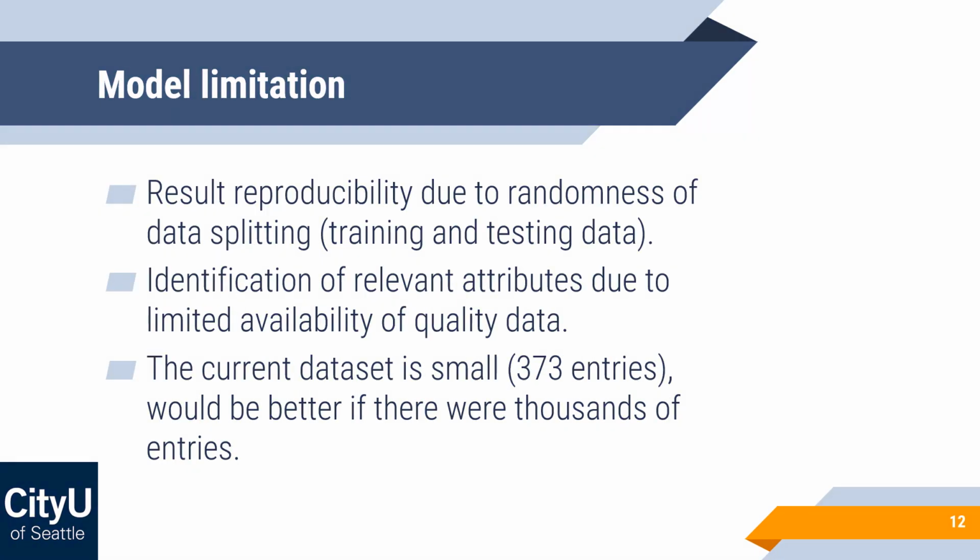In this slide, we will talk about model limitation. Some limitations we have are result reproducibility due to randomness of data splitting, training and testing data, identification of relevant attributes due to limited availability of quality data. The current data set is small, 373 entries. It'd be better if there are thousands of entries, but unfortunately, the data set is pretty small.